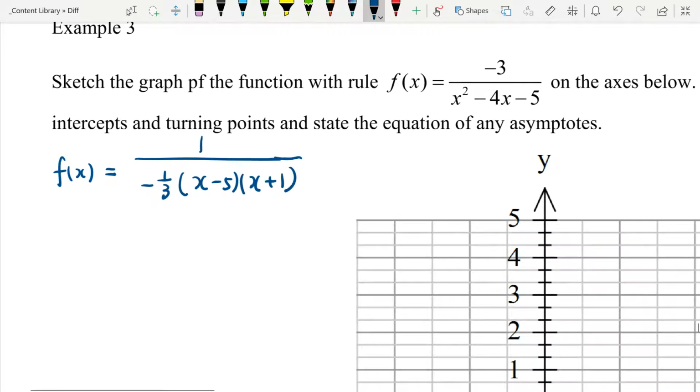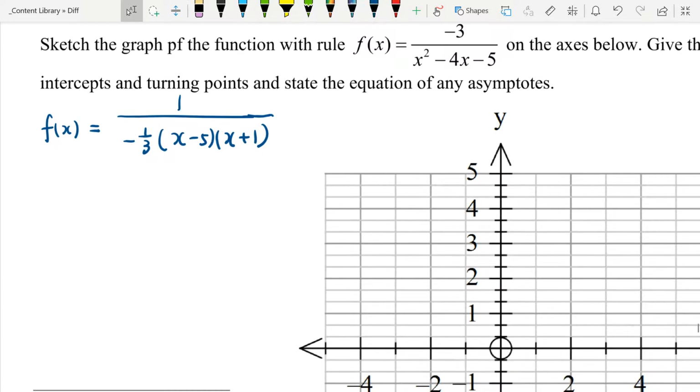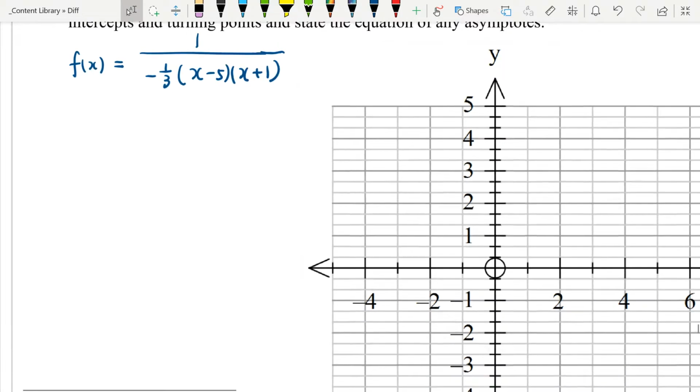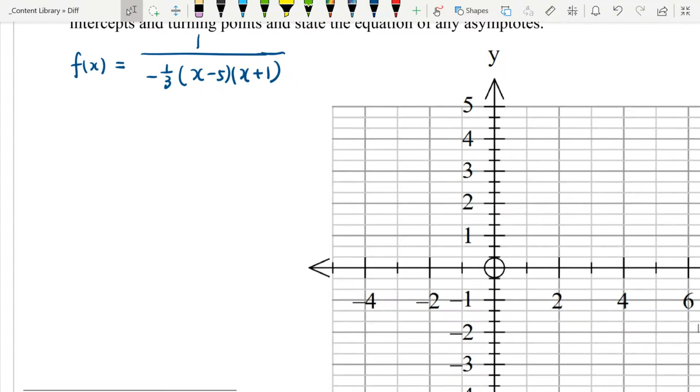So I factorize the quadratic directly. I put the minus 1 over 3 on the denominator. So all I need to think about is 1 over the y value. So denominator is a quadratic. There's two types of quadratic that can find inverse. I'll show you both situations.